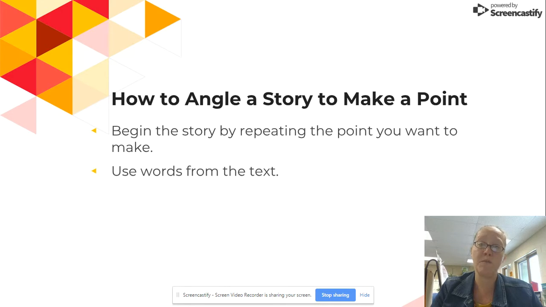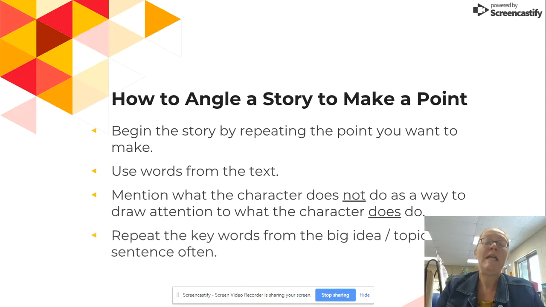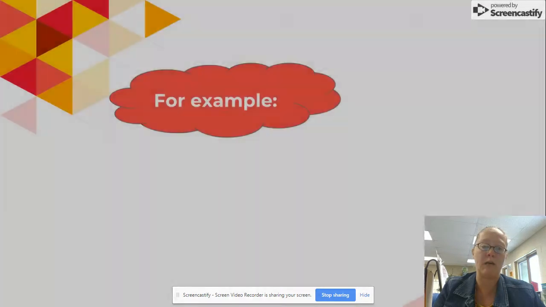We're going to use words from the text to tell a small part of the story. And then we're going to mention what the character doesn't do as a way to draw attention to what they do. So you'll see me talking about Dog and how he could have acted towards Fox, but how he acted differently instead to highlight that part of his character. And you'll also see that I'm going to repeat those key words from my thesis statement, for my reason, my big ideas and topic sentences. I'm going to repeat them several times every time I tell this story, so I know my reader is clear on what I'm trying to get them to understand.